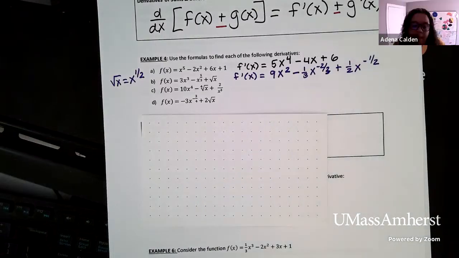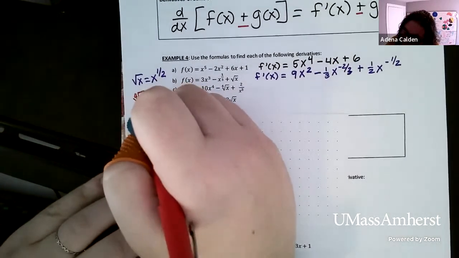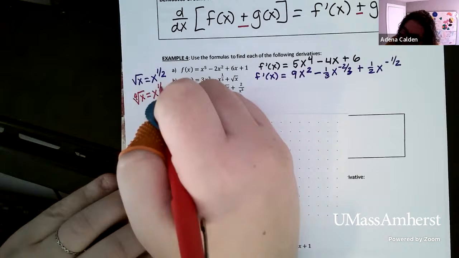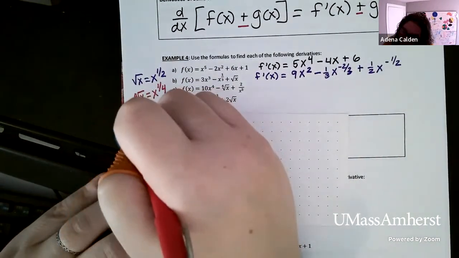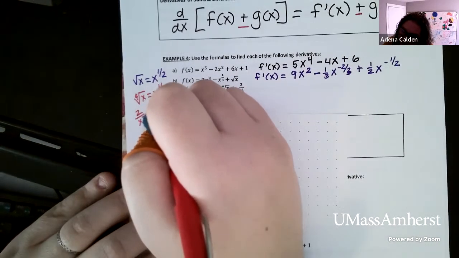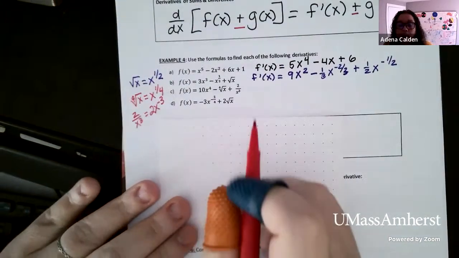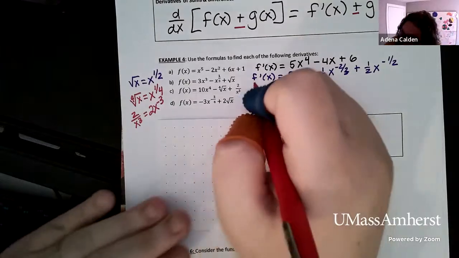For the third one here, there are 2 different rewrites that we need to do. So the 4th root of x is the same thing as x to the 1/4. That's one thing we'll have to consider. And then 2 over x cubed is the same thing as 2x to the negative 3. So both those terms need to be reconsidered before we can apply the power rule.